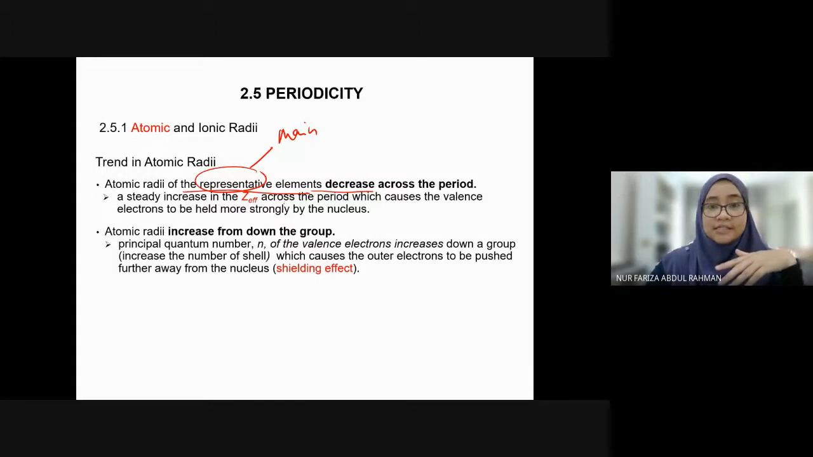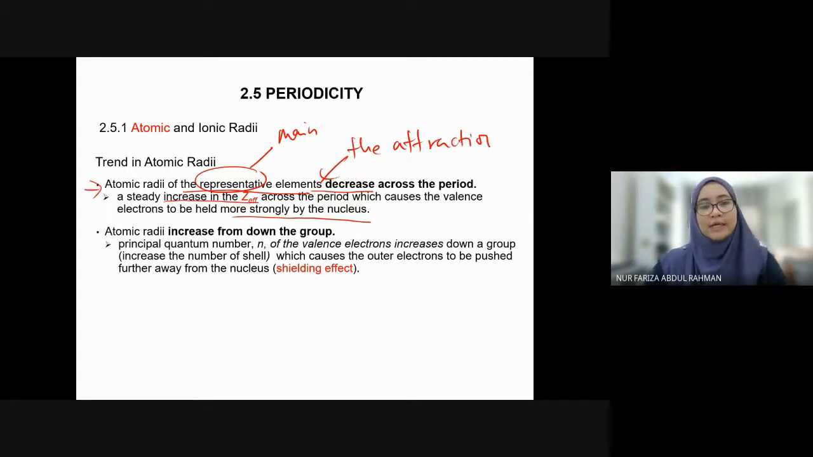the size decreases. Why does the size decrease? Because there is a steady increase in the Z effective across the period, which causes the valence electron to be held more strongly by the nucleus. Maybe you can add in here: across the period, Z effective increases. Okay, when Z effective increases, you have to highlight the attraction. So please add this info into the first point that we have here.